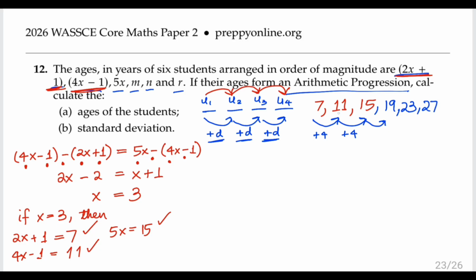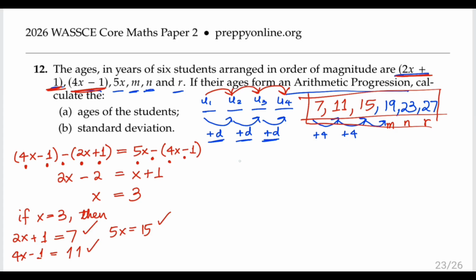We have 6 ages, so these are the 6 of them. That means that this M, N, and R are actually this. Let me use a different color. So we have M, N, and R. M is 19, N is 23, and R is 27. Anyway, so these 6 numbers are the ages of the students. All right, now we are being asked to find the standard deviation.